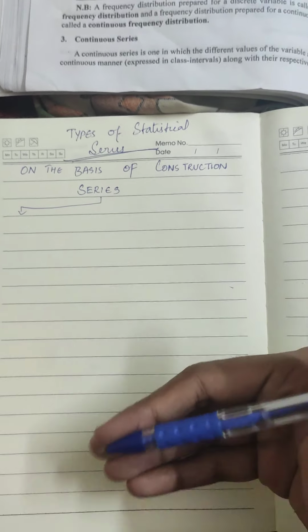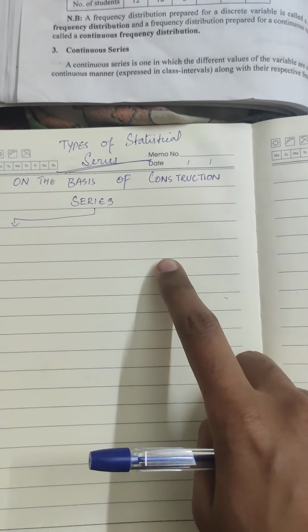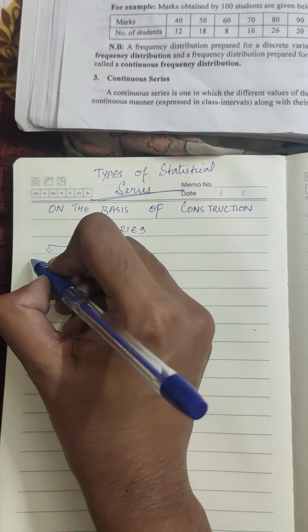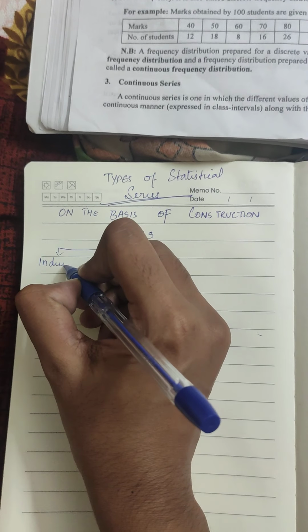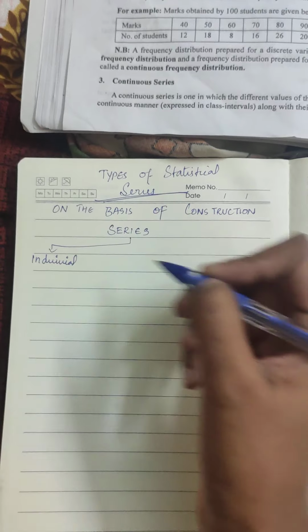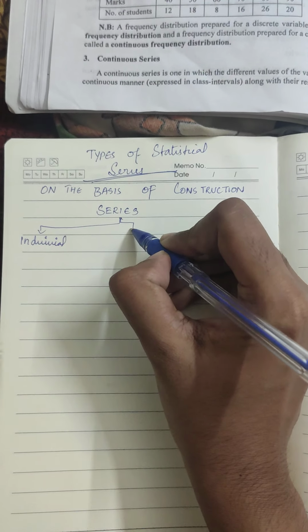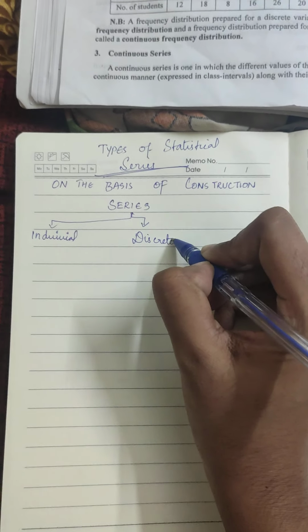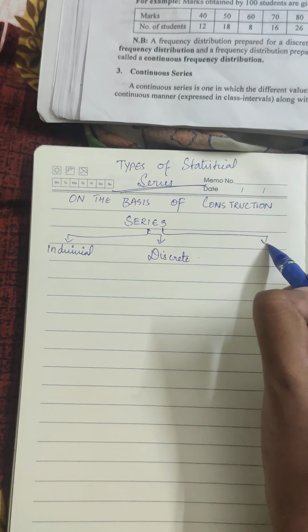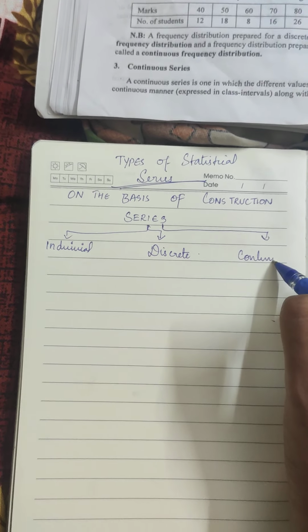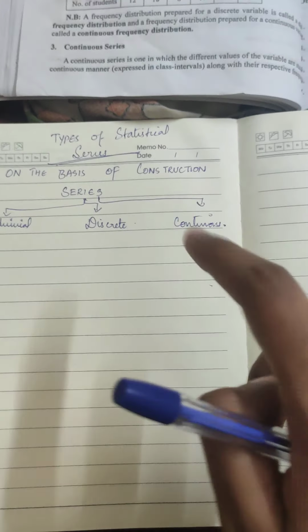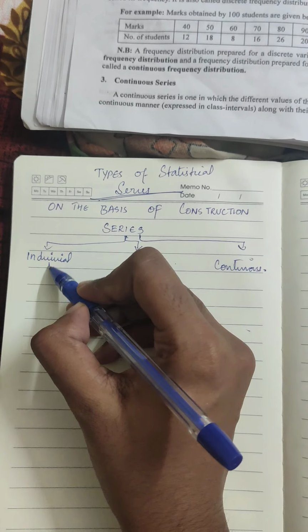Next, on the basis of their construction, these statistical series are divided into three. The first one is an individual series. The second one is a discrete series, and the third one is a continuous series. I'll just show you an example of what individual, discrete and continuous are. So the first one is individual series.